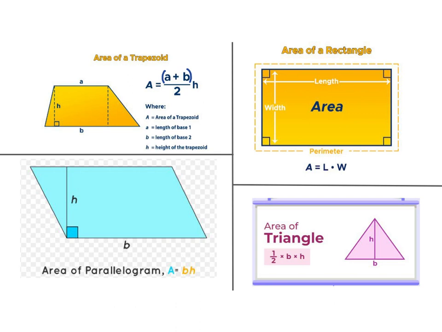And then area, as you know, is length times width. Area of a parallelogram, you need that height line. Sometimes it's a dotted line that's dropped down. Sometimes, most times, but not always, it has the right angle mark there to show you that it's the height. And then area of a triangle, half times base times height. That's kind of the technical one.